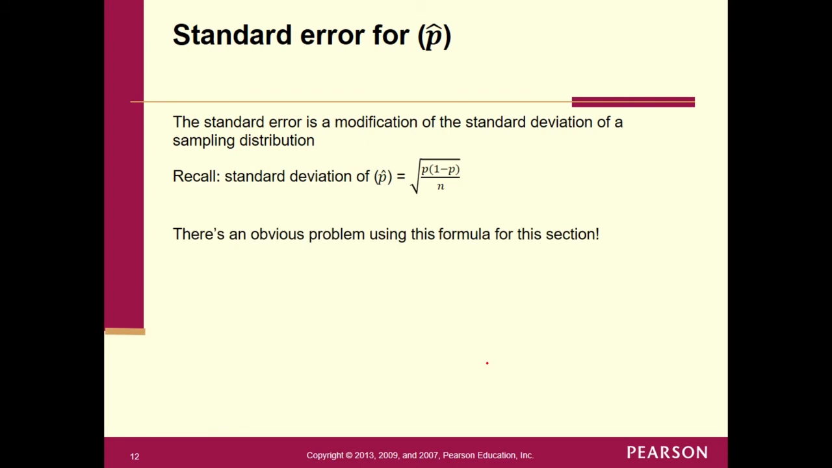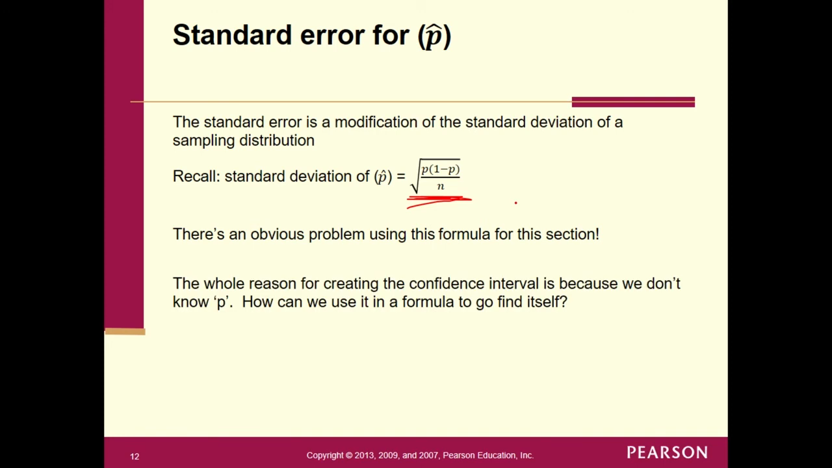But there's an obvious problem using this formula for this section, meaning creating a confidence interval for the population proportion p. Maybe pause the video and try to think this one through. Why can't we use this to create a confidence interval for the population proportion p? Hopefully, if you think about it, it's kind of obvious.